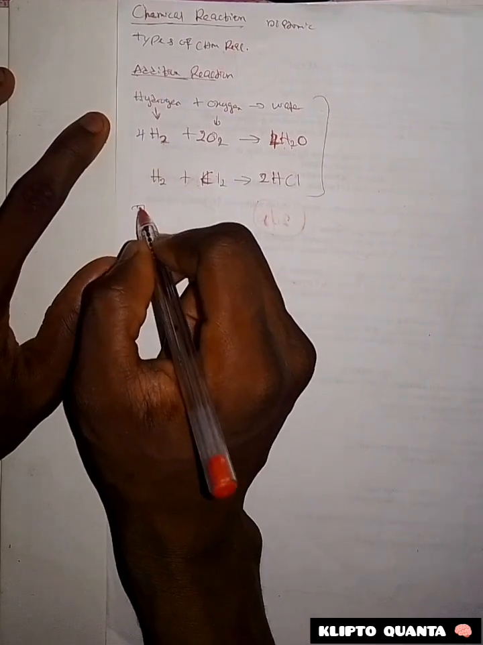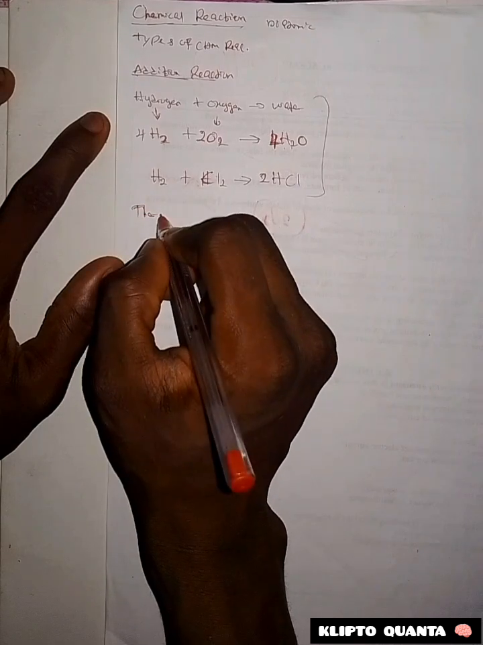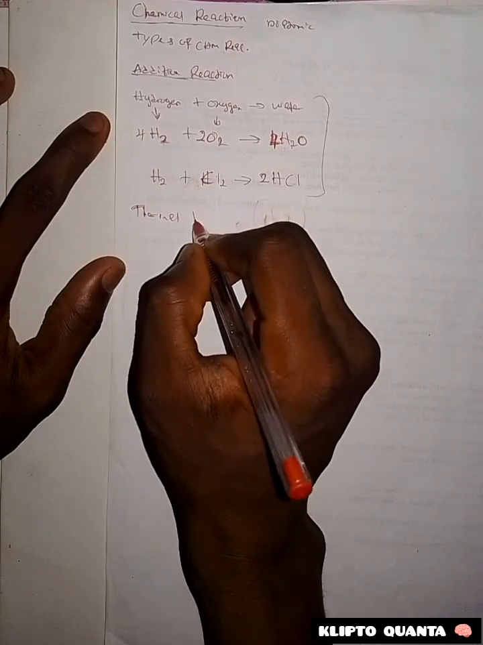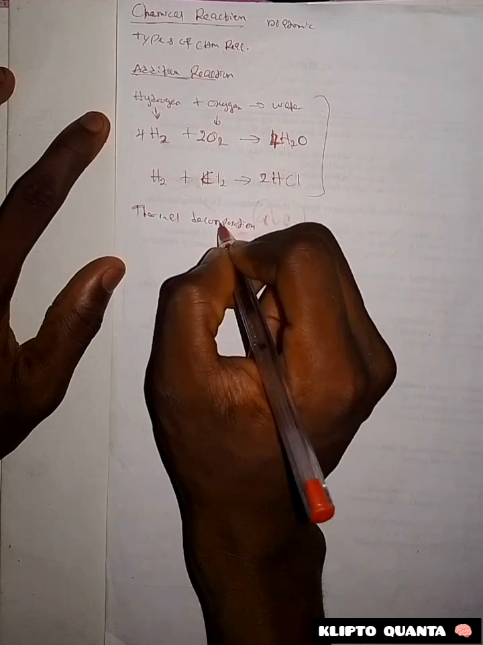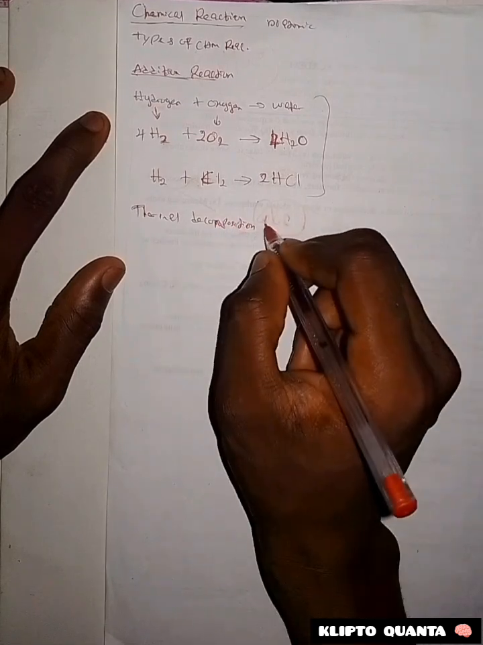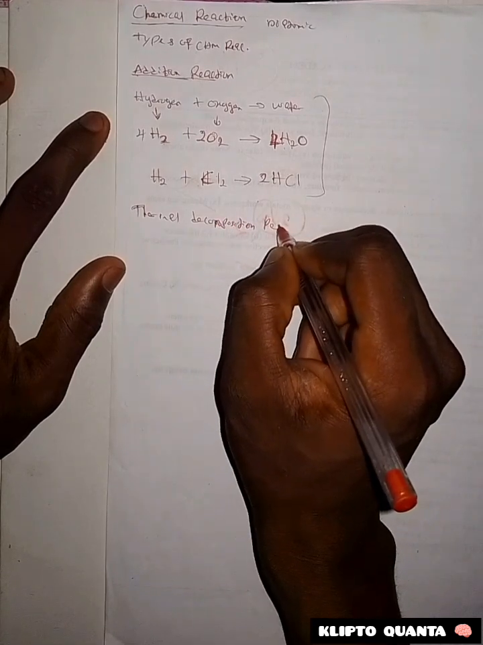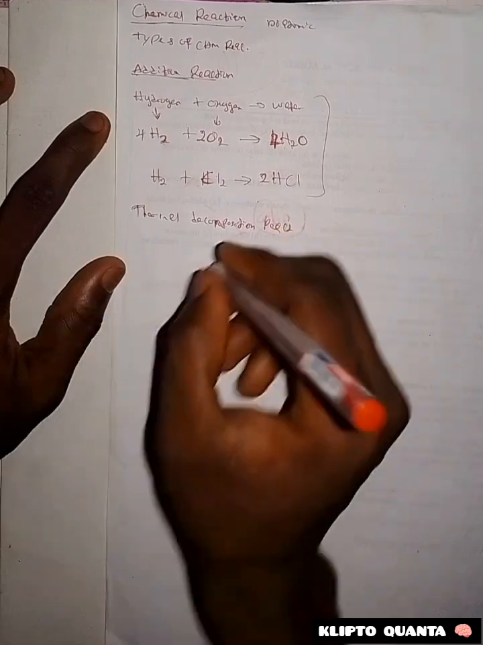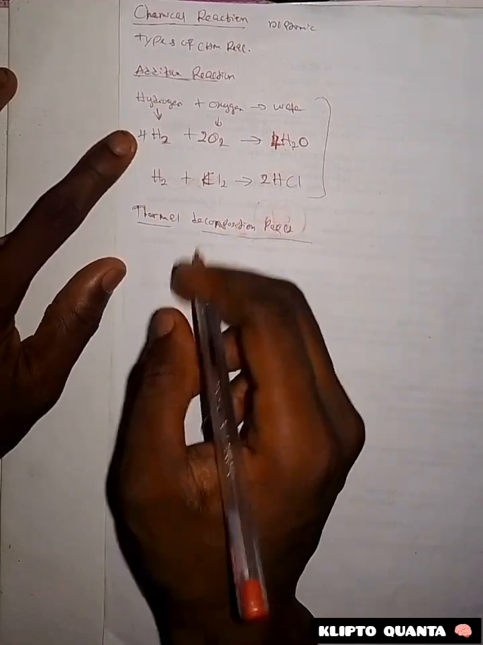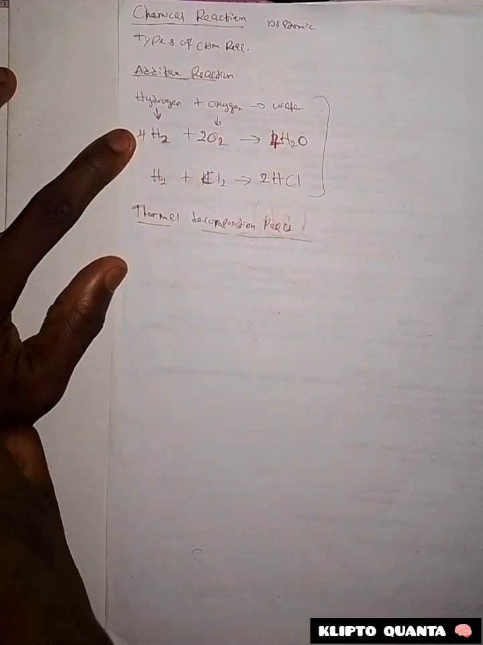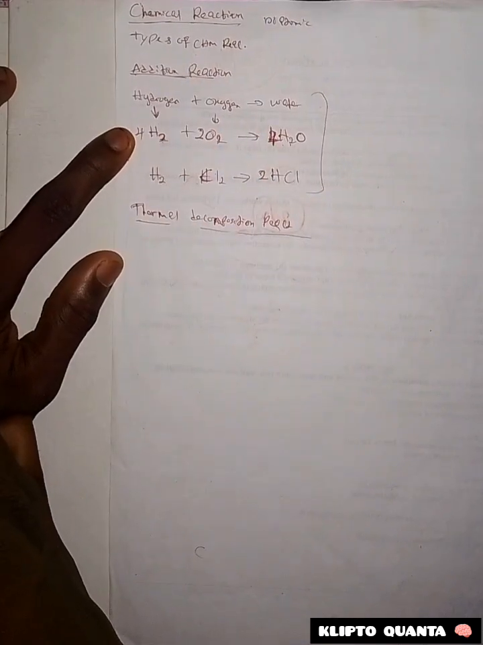The second one we have is what we call thermal decomposition. We have the thermal decomposition reaction, and this thermal decomposition reaction is just like a reversible form of addition reaction. Are you getting what I'm saying?